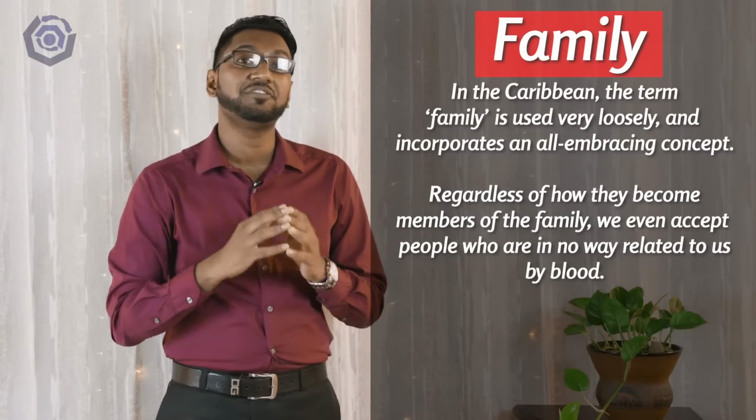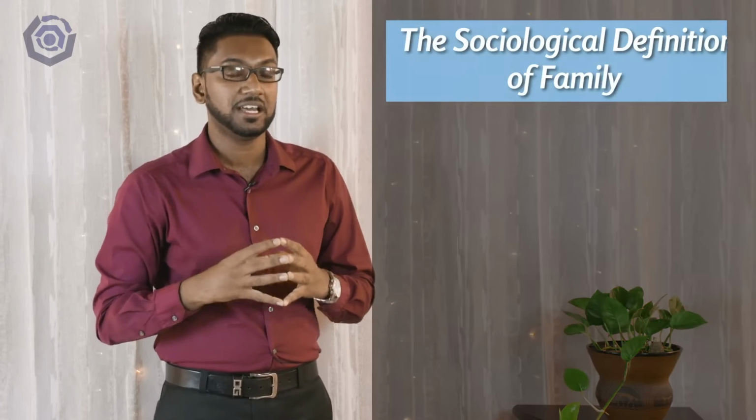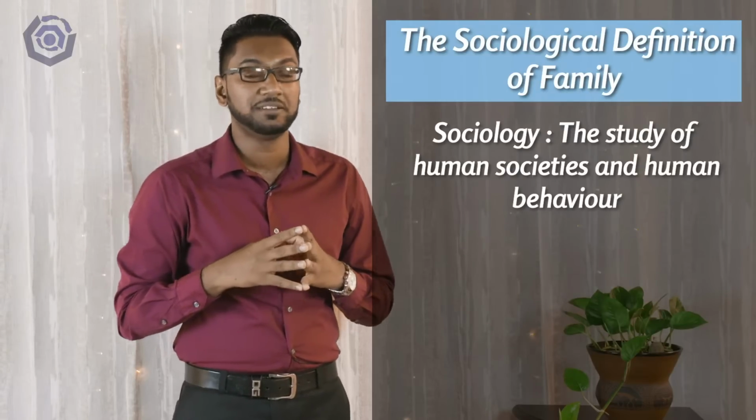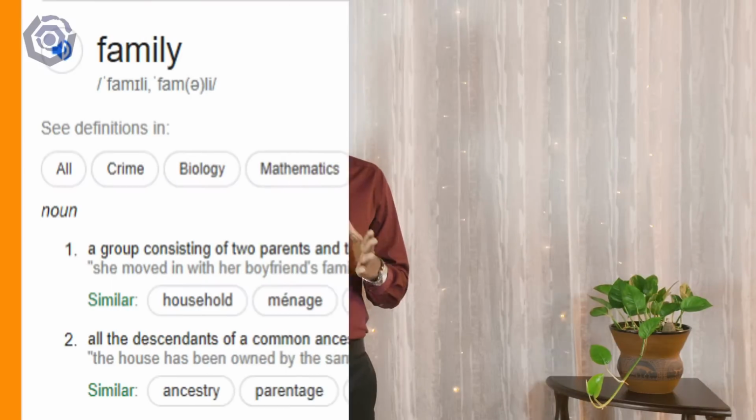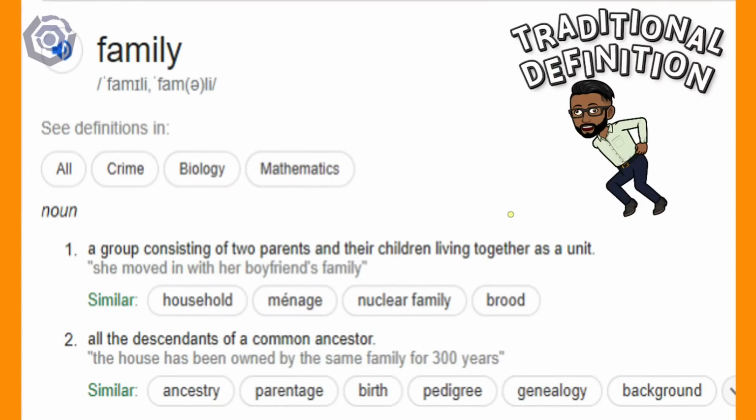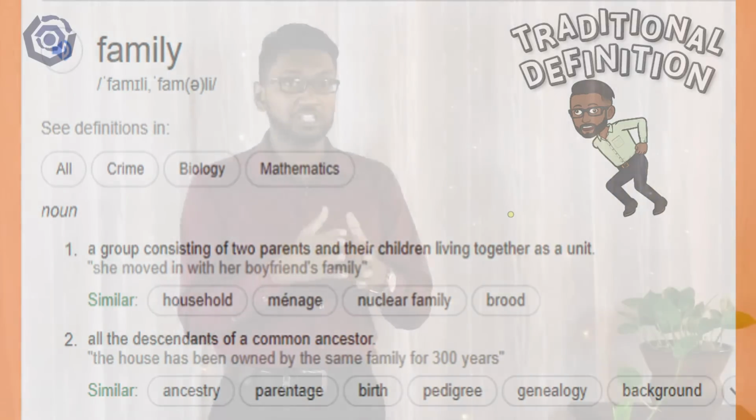However, for the purpose of our study, we will look at the sociological definition of family. And when I say sociological, I mean that sociology is the study of human societies and human behavior. Now, if you were to Google what is a family, chances are you will get a search result that tells you about the traditional definition of the family. A traditional definition of the family would be a group consisting of two parents and their children living together as a unit. Of course, for those of us living in Guyana and elsewhere in the Caribbean, we know that the term family is much more extensive than this traditional definition.